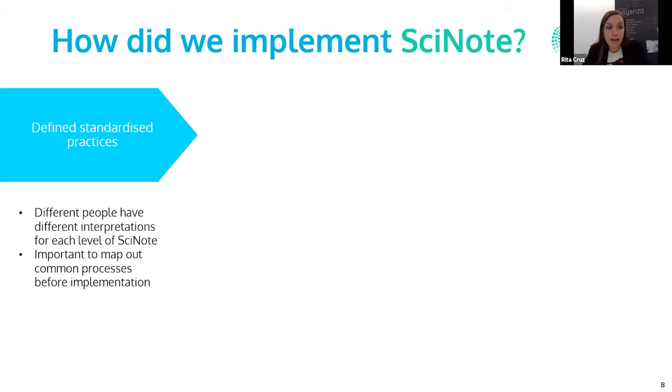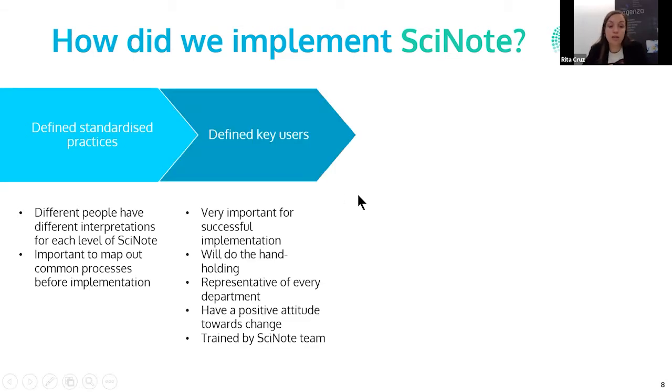So after we defined that, we also defined what we call the SciNote key users. We think this is very important to ensure successful implementation of the system. These were three of our colleagues, again, one from each department. They are the people that are always here to hold anyone's hand through the system if they find it a bit overwhelming at first. And we chose these people, and they ended up being the same ones that did the trial of the system in the beginning.